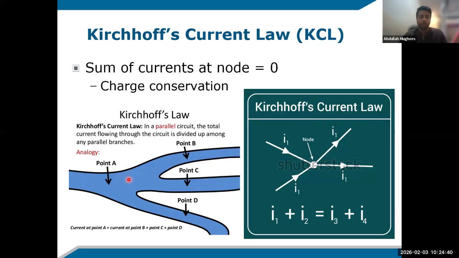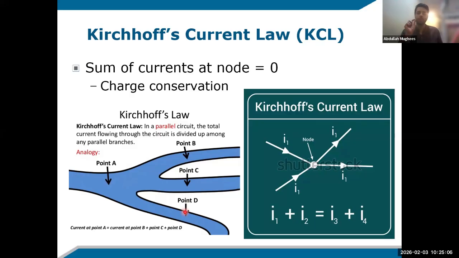If we say we have this point A as a node, all of the water coming from the river to this point A and being distributed to these little streamlines is going to be equal. So the input water at point A will be equal to the water at point B plus the water at point C plus the water at point D.